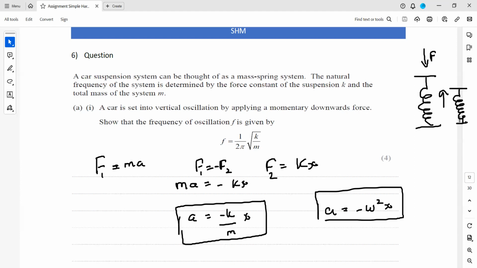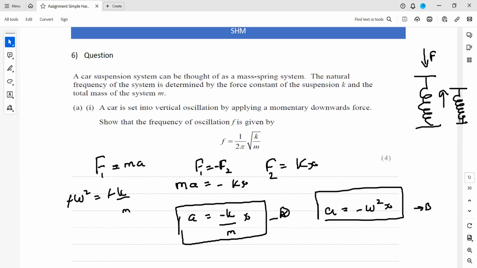So we can say this is equation A, and this one is equation B. We can compare equation A with equation B. When we compare, I can say minus omega square equals minus k over m. Why am I comparing in this manner? Because a equals a, x equals x. So minus omega square is equal to minus k over m. Negative will cancel with negative, so we can say omega square is k over m.